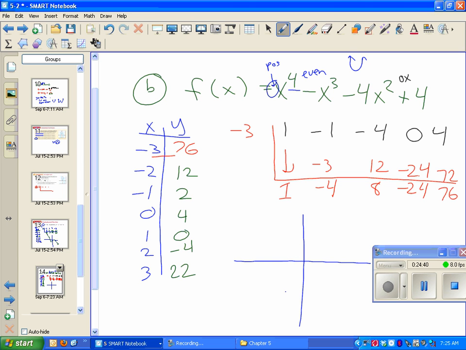So when we graph this, we have -3, 76, -2, 12, -1, 2, 0, 4, 1, 0, 2, -4, and 3, 22. Okay, so when I connect the dots, again, it looks a little weird in the middle, but my end behavior, they're both up like a cup, which is what I wanted.